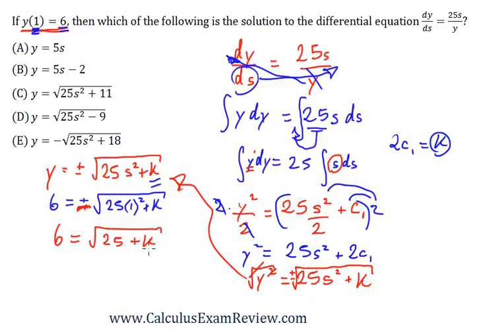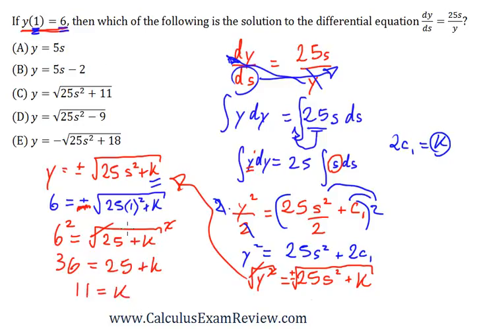We want to isolate k, so I'll square both sides of the equation. 6 squared, 36. That's equal to 25 plus k. Then I'll subtract 25 from both sides of the equation. 36 minus 25 is 11. 11 is equal to k.